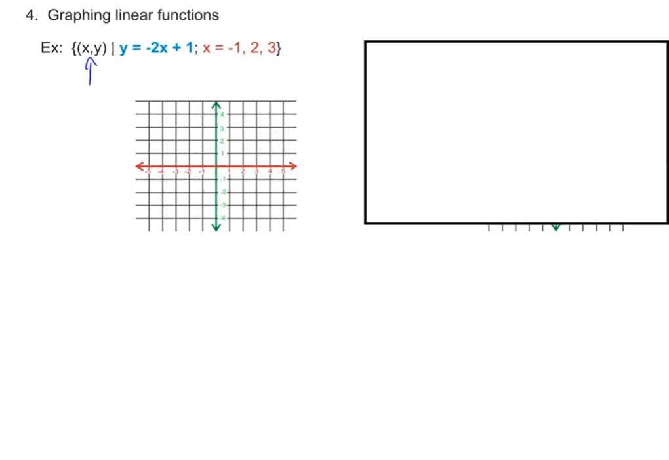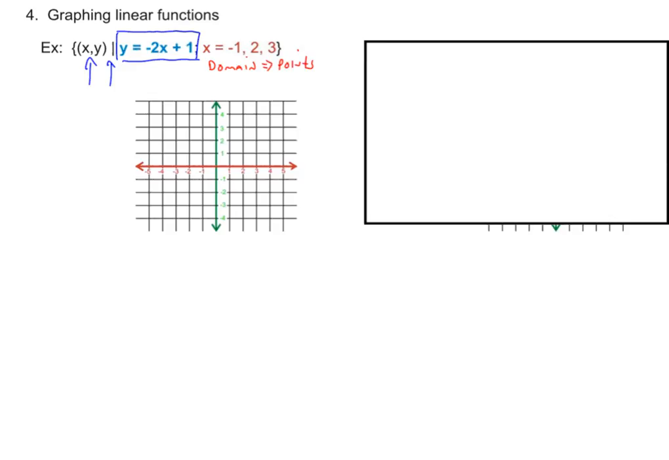This is a set of all xy pairs such that y equals -2x plus 1, where x equals -1, 2, and 3. This part right here is the rule. It's really what you're graphing. The red part, x equals, is telling you the domain. Now you got to ask yourself, when I graph this, am I going to get a bunch of points or am I going to get a line? And you better realize that this is a bunch of points.